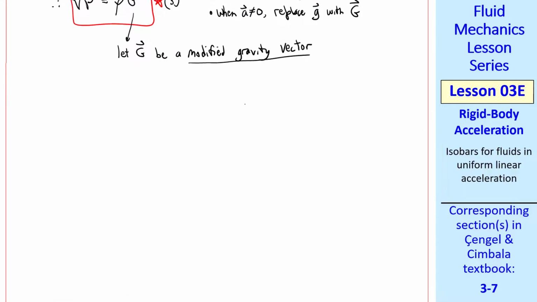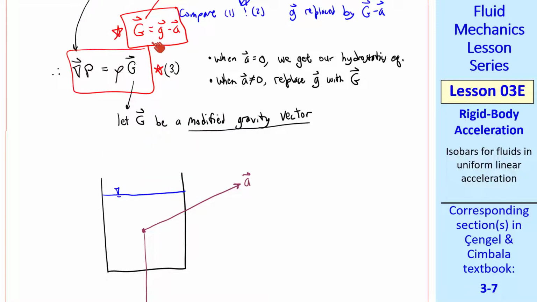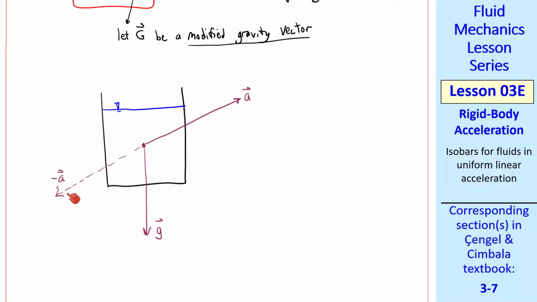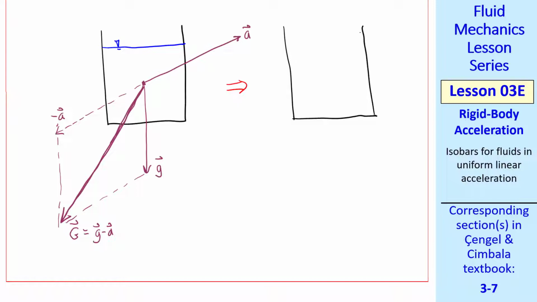Let's do an example. Suppose we have some container of liquid exposed to the atmosphere, and we're accelerating this chunk of liquid with some a. Gravity also acts downward, and our modified gravity is g minus a. We must add these vectorially. This is minus a. We complete the parallelogram, and this is our modified gravity vector, g minus a. Once we know the value of capital G, the modified gravity vector, we can see what happens to the liquid.